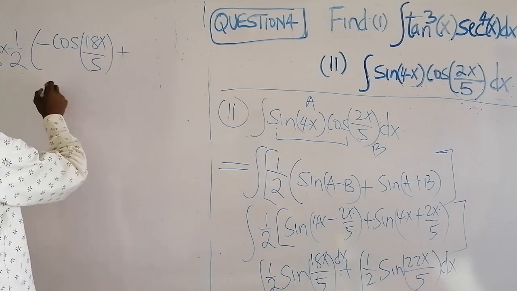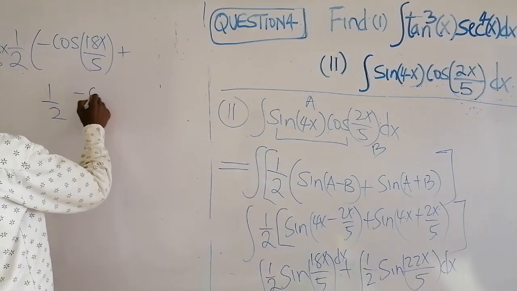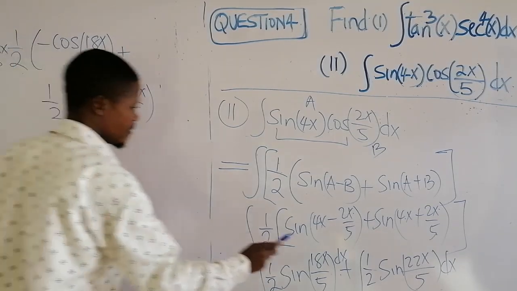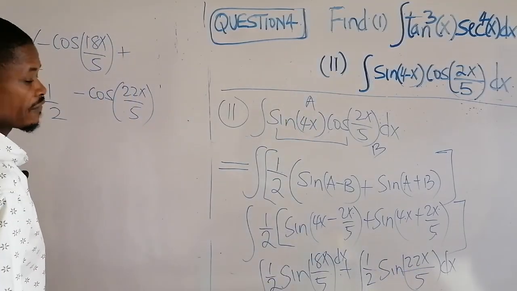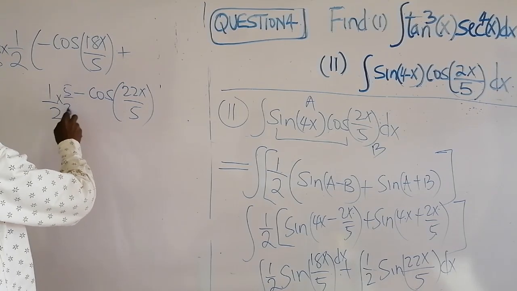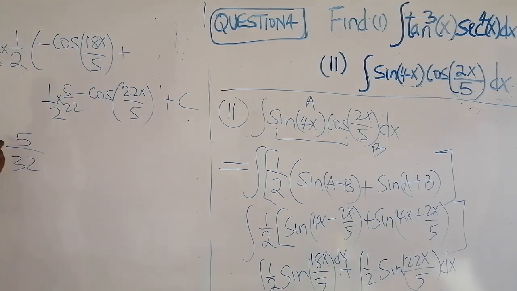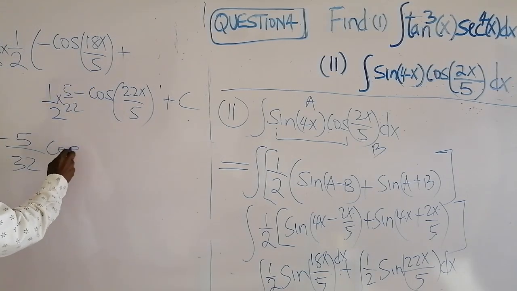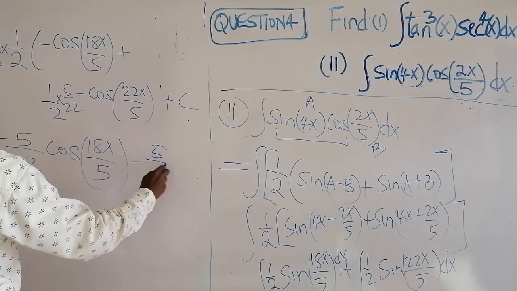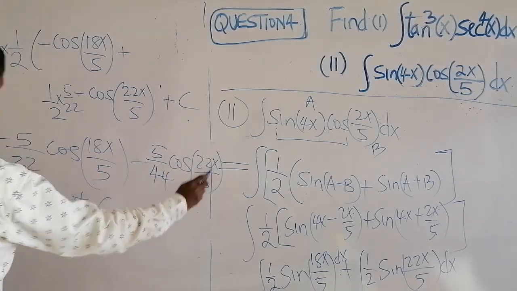Then plus 1 over 2. Do the same thing also for this one. The integral of sine is minus cos of the function. Then you divide by the derivative of the inner function, and that is 22 over 5. So it's division, you can take it up and that will be times 5 over 22. Plus c. So if you open these brackets, we're going to have minus 5 over 36 cos the function. Then here also, minus times plus, that's minus. So we're going to have 5 over 44 cos the function. Then plus c. And that finishes that question.